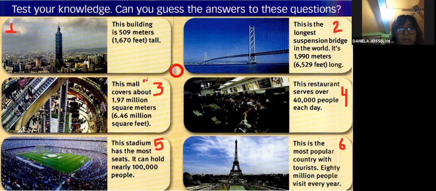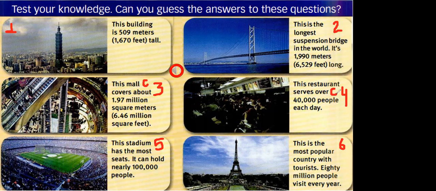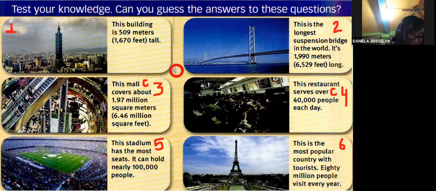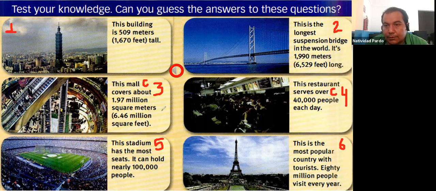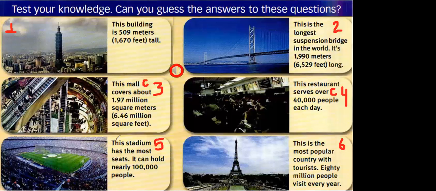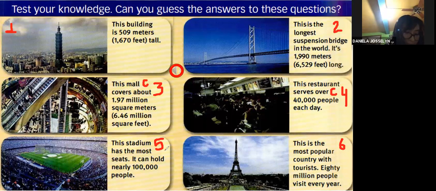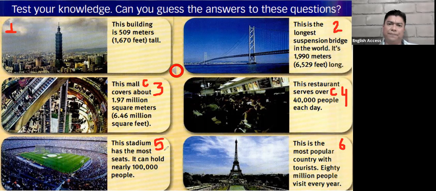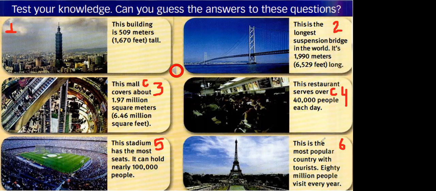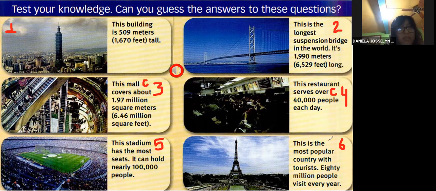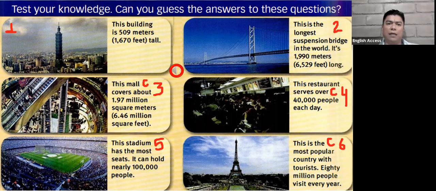Letter C. The number four, I have letter C. Letter C to Hong Kong? Yes, I don't have the letter, but the answer is Hong Kong. It's right, the same. What do you have for number five? London. The answer is London. Yeah, what is it, A, B, or C? I don't remember. Okay, and number six? France. I have letter C. It's easy. C? Yes. All right, listen again. United States. Listen again and check your answers. Are you ready? Yes.